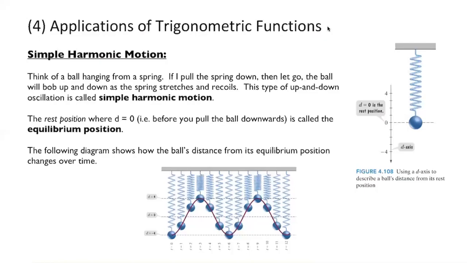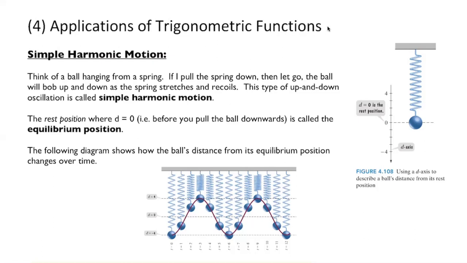Okay. So think about if you had a ball hanging from a spring. If you pull the spring down and then let it go, the ball is going to bob up and down as the spring stretches down and then recoils and pulls it back up. And then gravity pulls it down and then the spring pulls it back up. So this type of up and down, or we could do back and forth oscillation, that's what oscillating means, moving back and forth, back and forth, back and forth. This is called simple harmonic motion, okay?